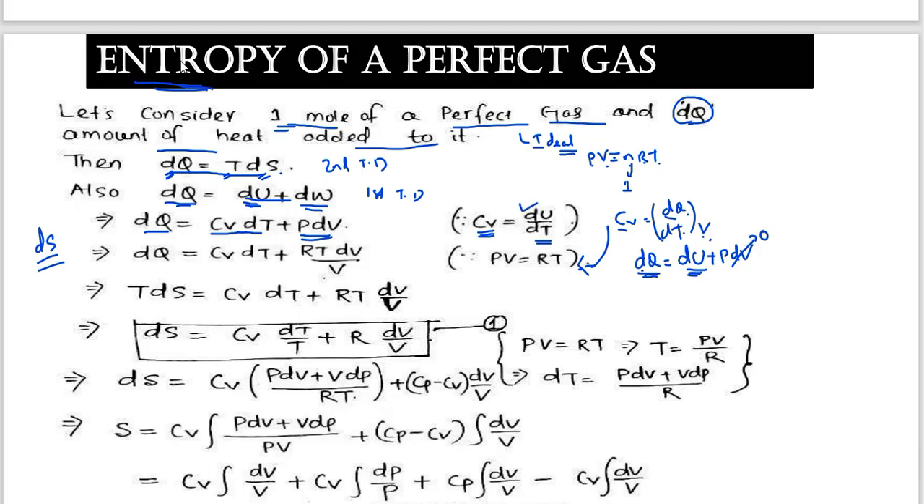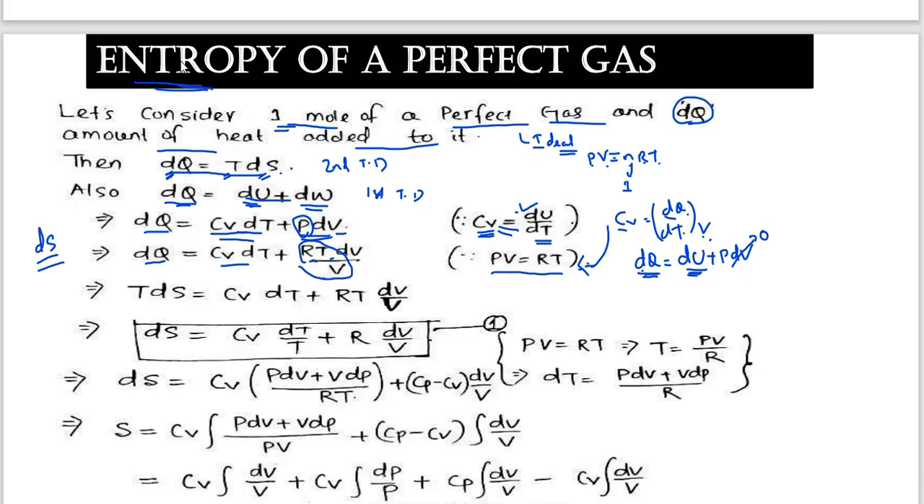Okay, then what is dU? CvdT. So dQ equal to dU plus dW, that is CvdT plus PdV. In place of P we will write RT by V, because PV equal to RT. This is the ideal gas equation for 1 mole. So we can write P is equal to RT by V.